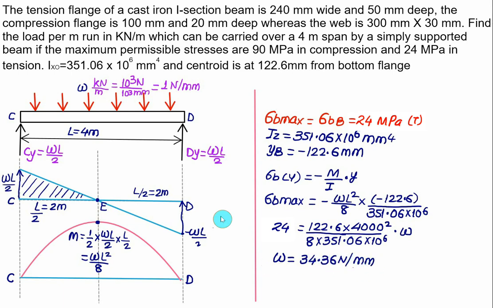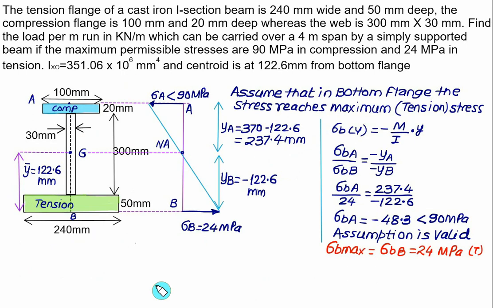And already we have shown that 1 Newton per mm is the same as kilonewton per meter. So we have the same answer in kilonewton per meter, that is 34.36. Next time remember that if we have a UDL, the maximum bending moment on a simply supported beam will be WL square by 8. So using the tensile stress, whose maximum value we have considered equal to 24 megapascal, we have obtained W equal to 34.36, with maximum bending moment equal to WL square by 8.